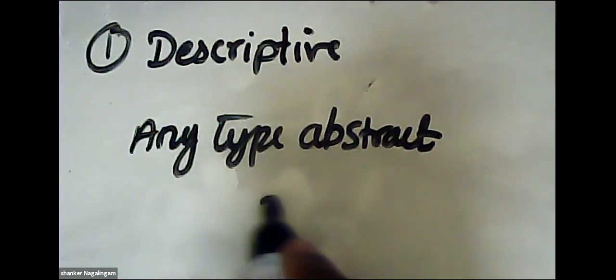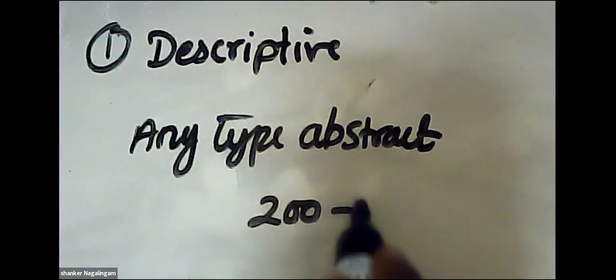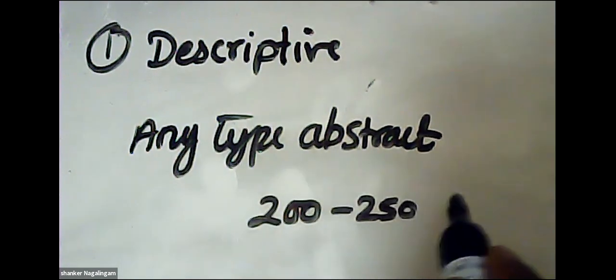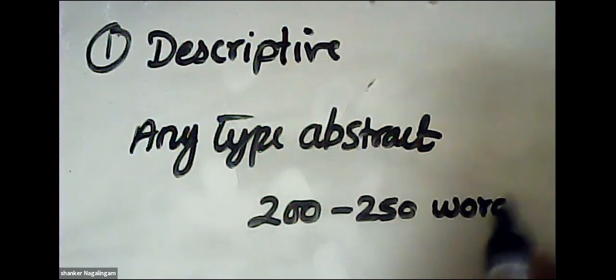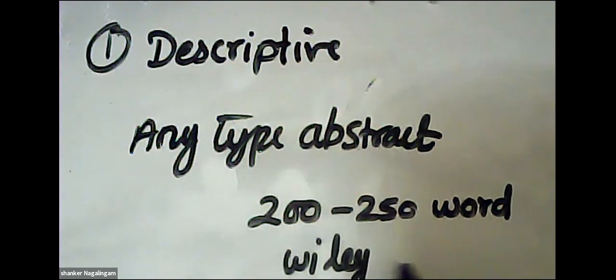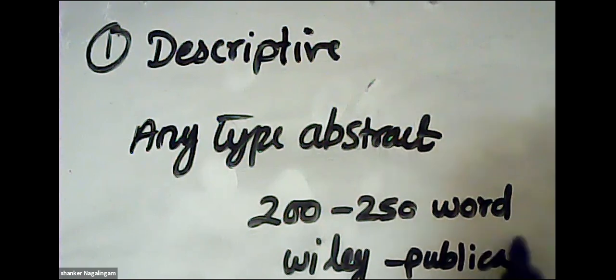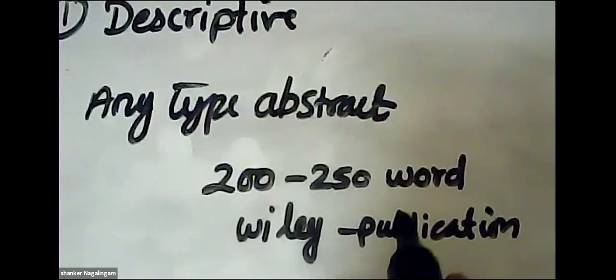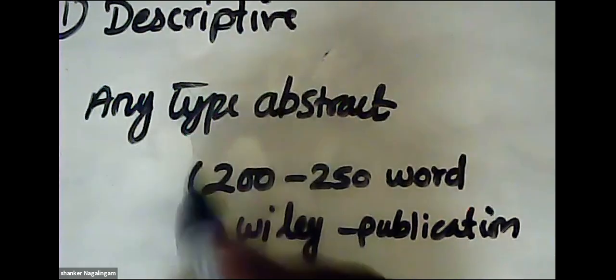abstract should have 200 to 250 words. If you go to publications like Wiley, they'll reject it if the abstract is above 200 words. But still, certain publications don't do that, but we have to maintain this number. That is very important. The word count is very important.